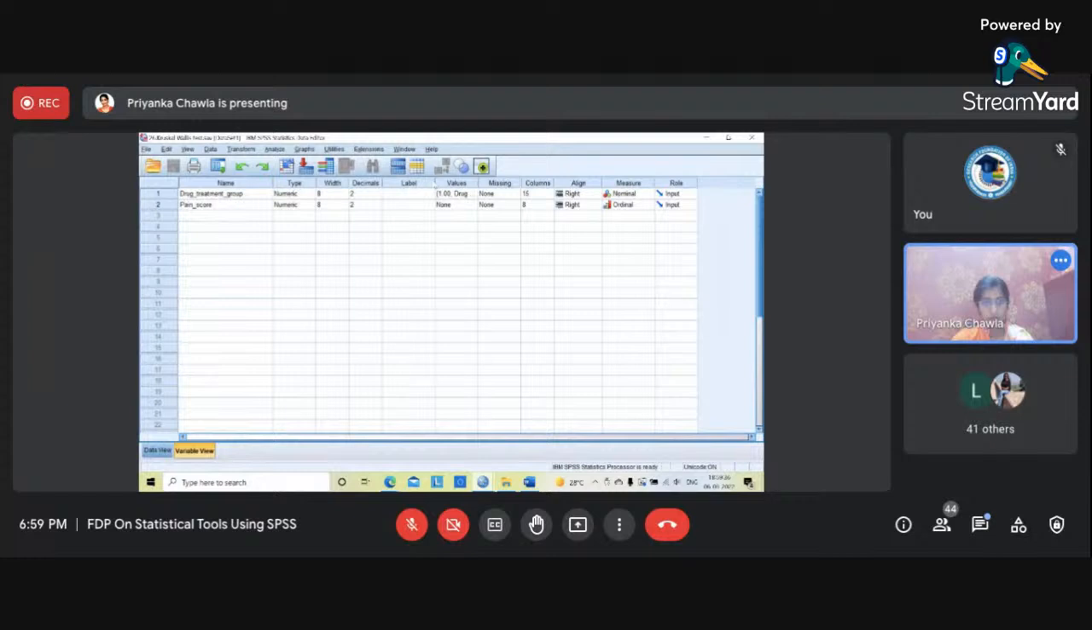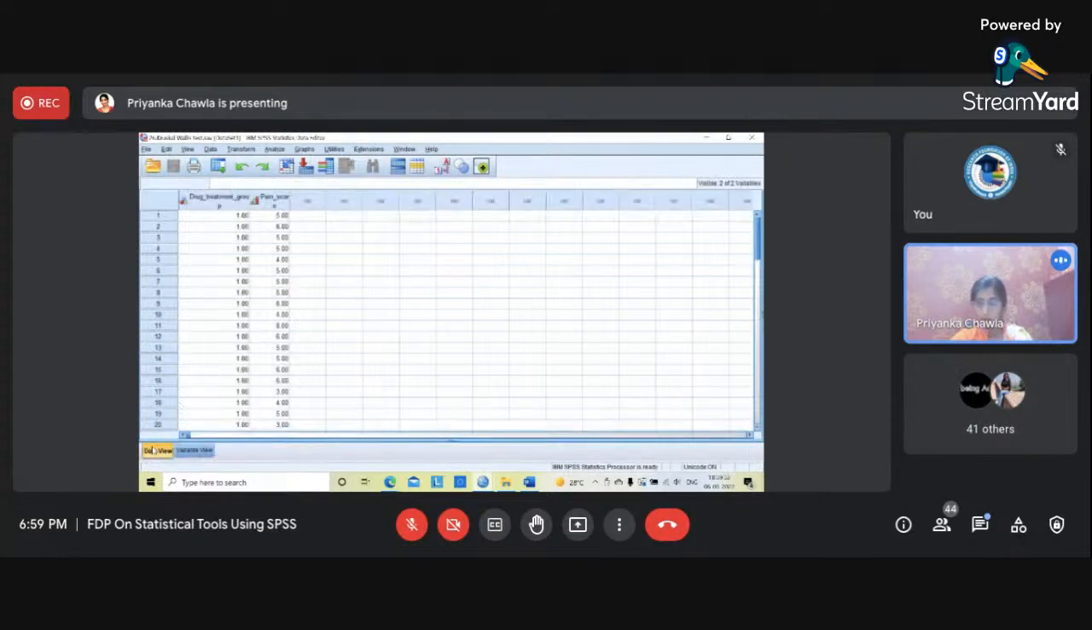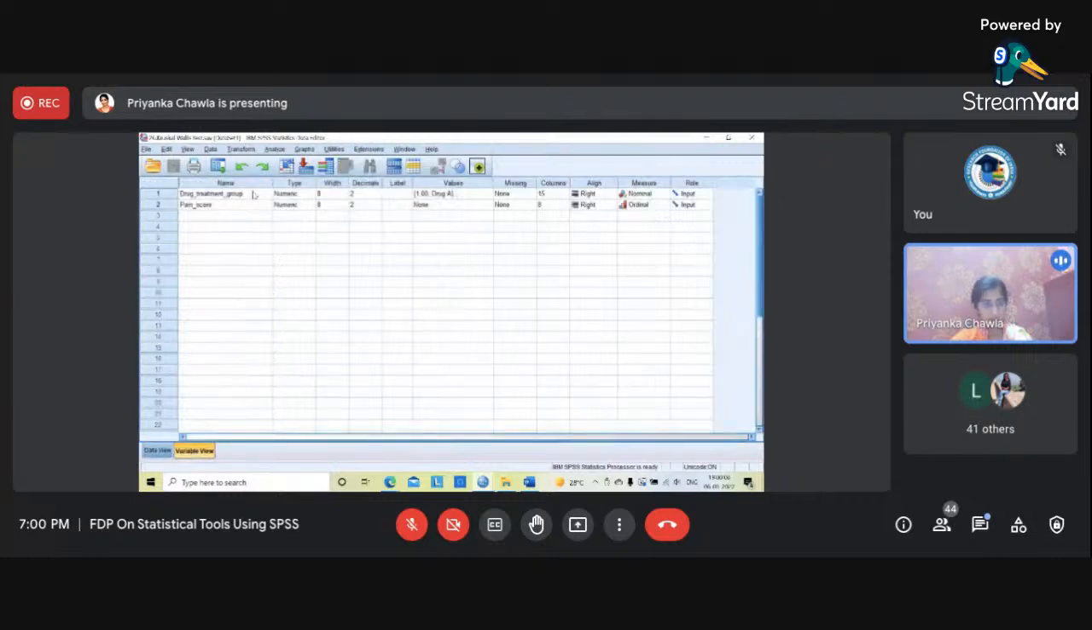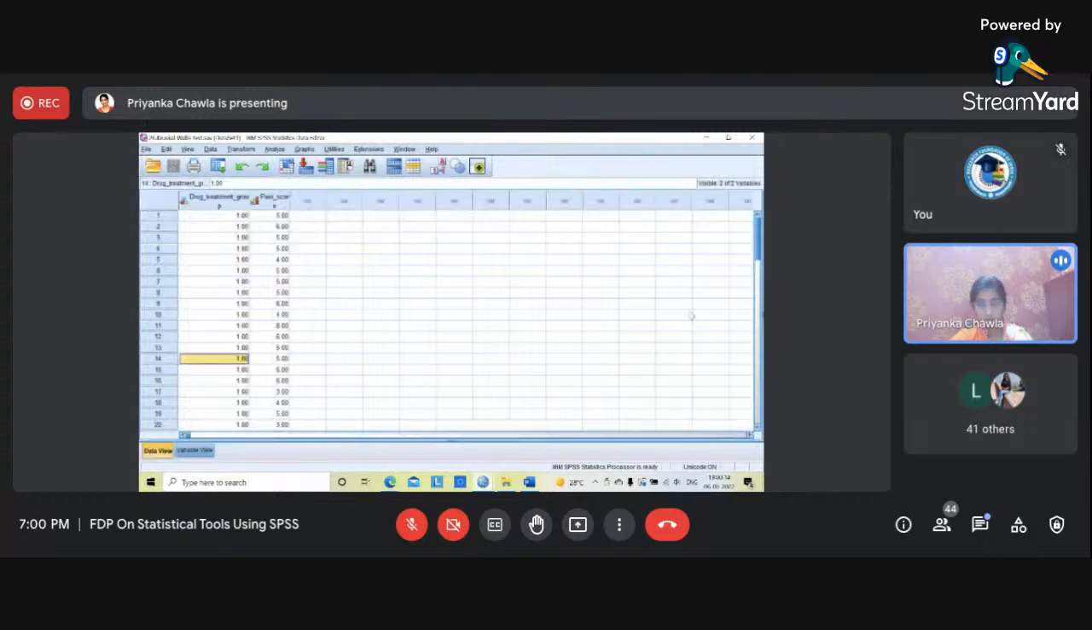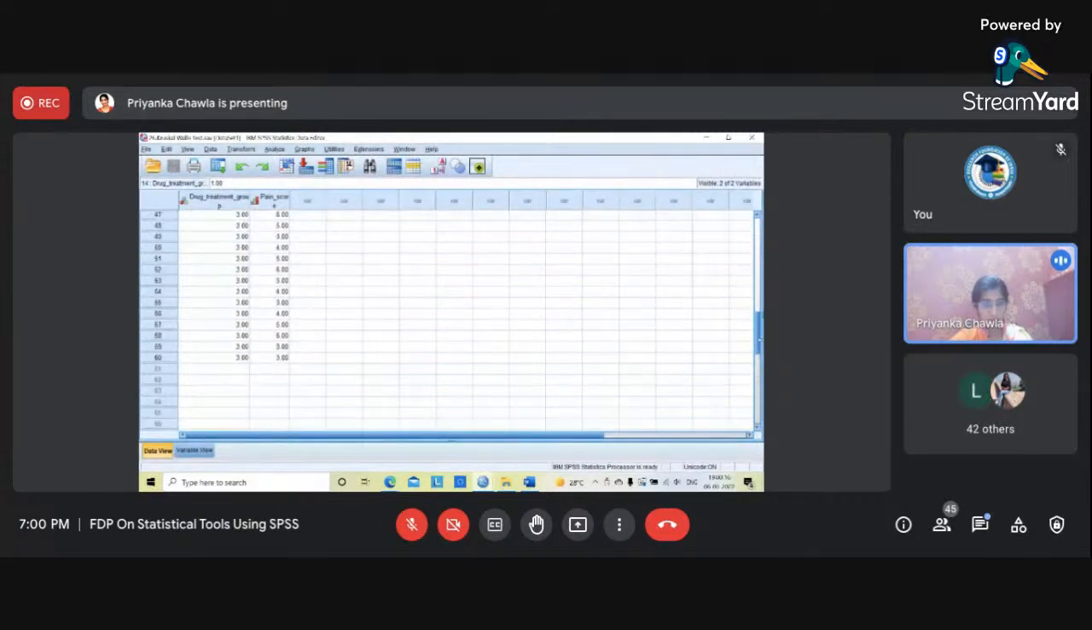Let me explain the background. These are 3 drugs given to the respondents. Drug A, drug B, and drug C. And these are the pain scores given on an ordinal scale. Okay? 3 types of drugs are given. Out of 60 participants, there are a total of 60 respondents.